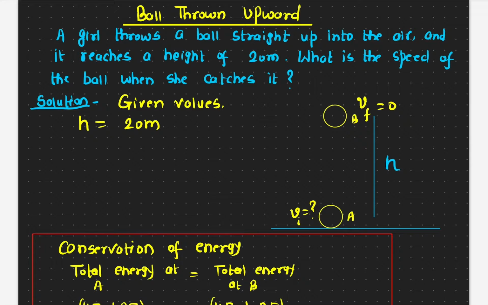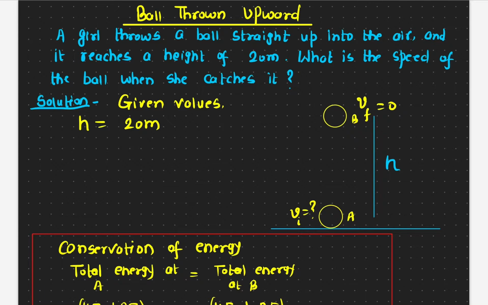So in this problem, we're going to find out the speed of the ball when you throw it upward. Let's say you throw a ball here with a certain speed, let's call it Vi. It goes upward, comes to rest, where the speed at this point will be 0, and again comes downward. When you catch it, what is the speed of the ball? That's what you find out.